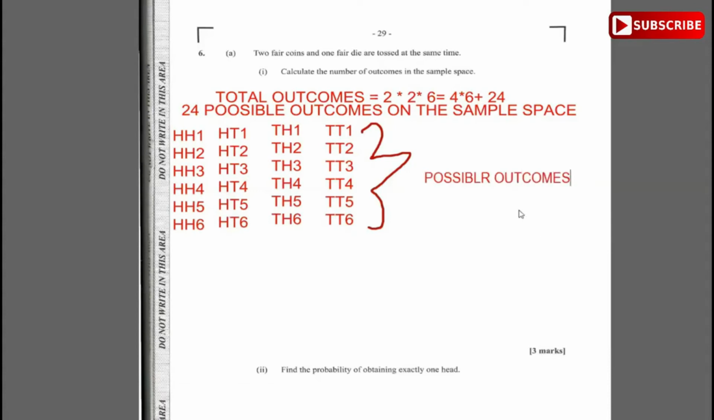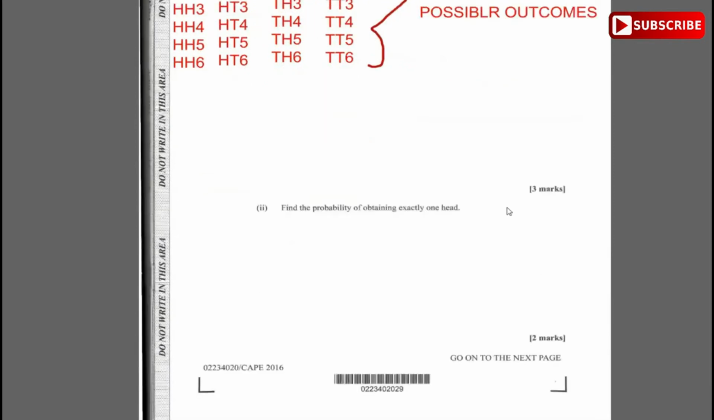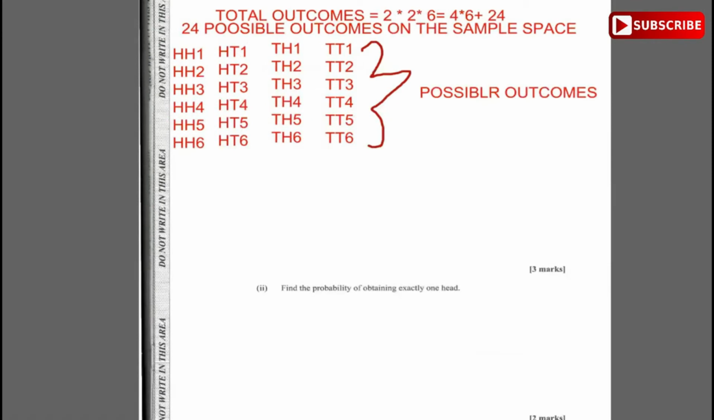Nice and easy, soft. Now it says, find the probability of getting exactly 1 head. The probability of getting exactly 1 head from here is the chance of getting 1 head, as you can see, out of the 24. So it's pretty much asking you for the probability of getting 1 head.